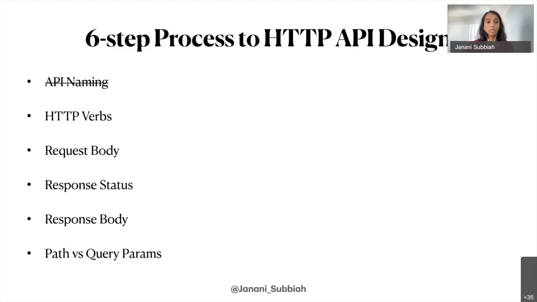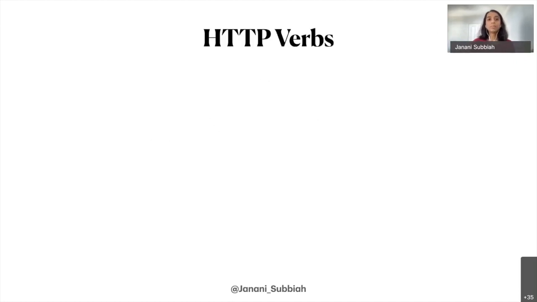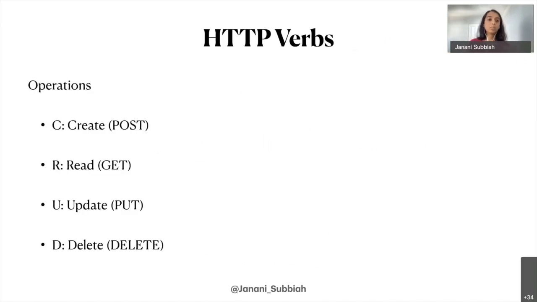We've looked at API naming, we've identified our resource, and we've come up with a consistent naming strategy. Next, let's look at HTTP verbs. The second step is to identify all the operations that we want to allow on the resource we have just identified. Four of the very popularly used ones are the POST for creating a new resource, the GET for fetching either one resource or a list of resources, the PUT is for updating or modifying a resource, and the DELETE is for deleting a resource.